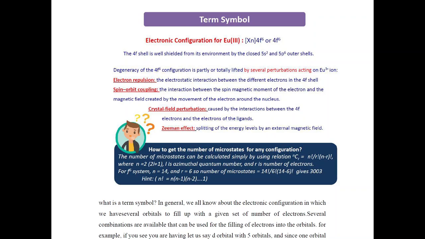Now how do we get the number of microstates for any configuration? The number of microstates can be calculated simply by using the relation nCr equals n factorial over r factorial times n minus r factorial, where n equals 2 times (2l plus 1), l is the azimuthal quantum number, and r is the number of electrons. Now for the f6 system, n equals 14 and r equals 6, so the number of microstates equals 14 factorial over 6 factorial times 14 minus 6 factorial, which gives 3003.